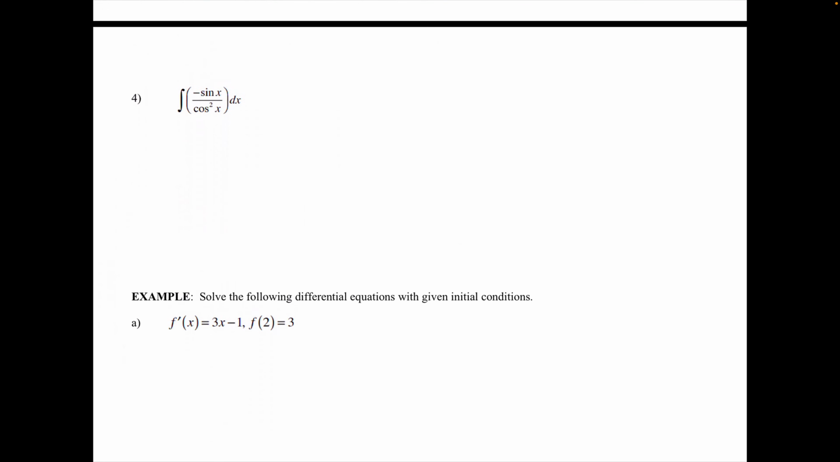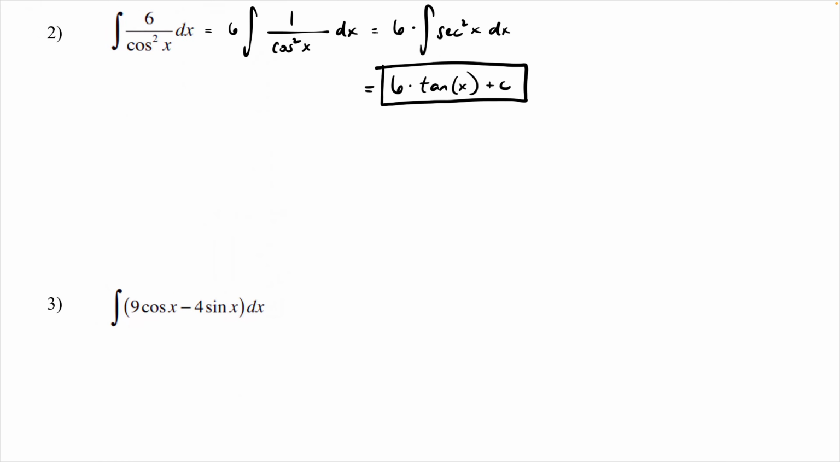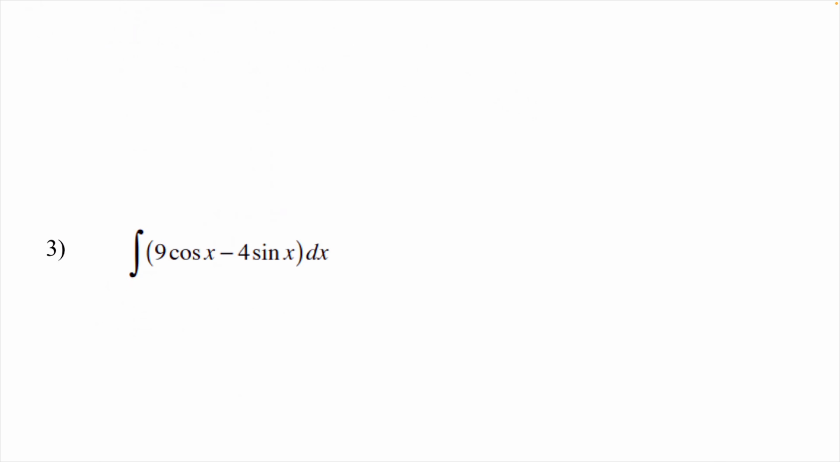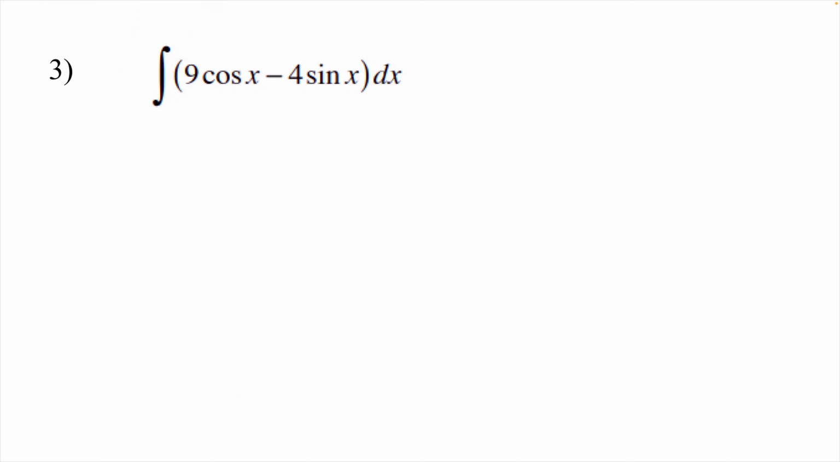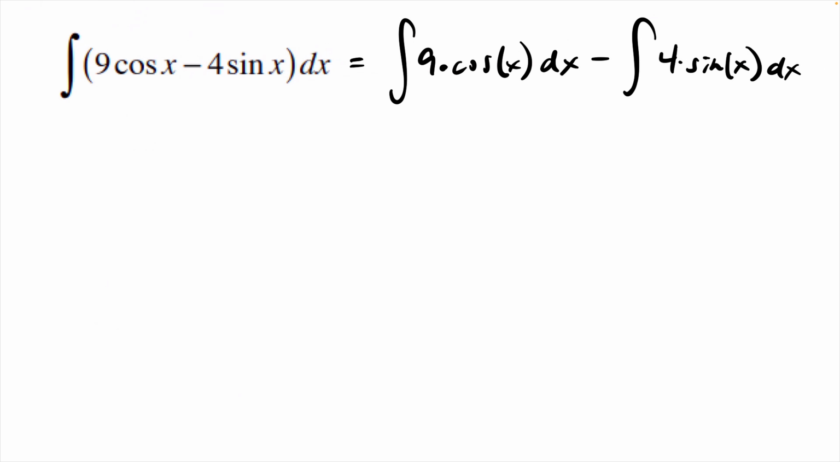Let's see here. We'll do 2 more and we'll be done for today. The rest we'll finish tomorrow. Okay, so this guy here we're going to break up into 2 smaller problems. Since it's got a minus in between, I'm going to do 9 times cosine of x dx minus 4 times sine of x dx.